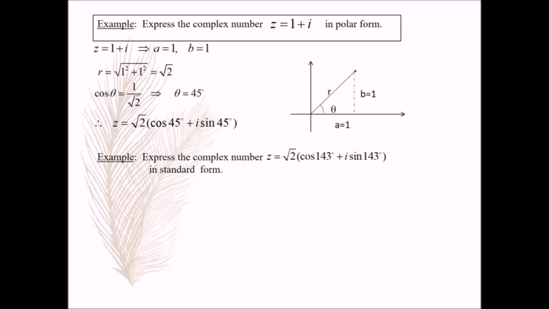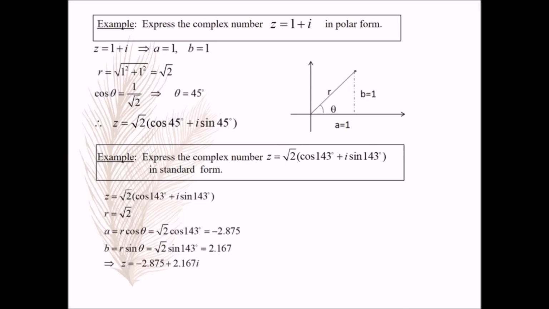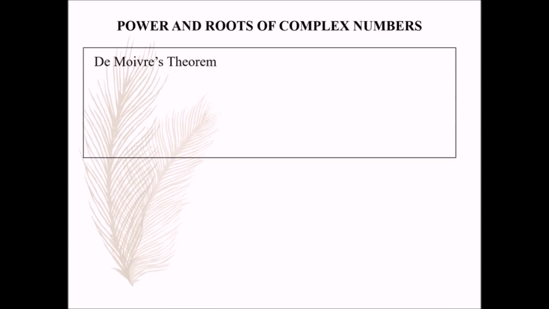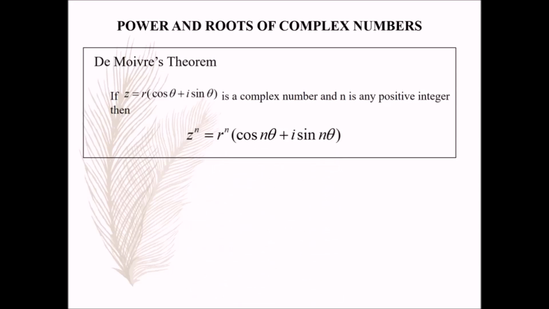Here are some examples on how to express the complex number into polar form and vice versa. Power and roots of complex numbers. De Moivre's theorem: if z equals r (cos theta plus i sin theta) is a complex number and n is any positive integer, then z to the power of n equals r to the power of n (cos n theta plus i sin n theta).